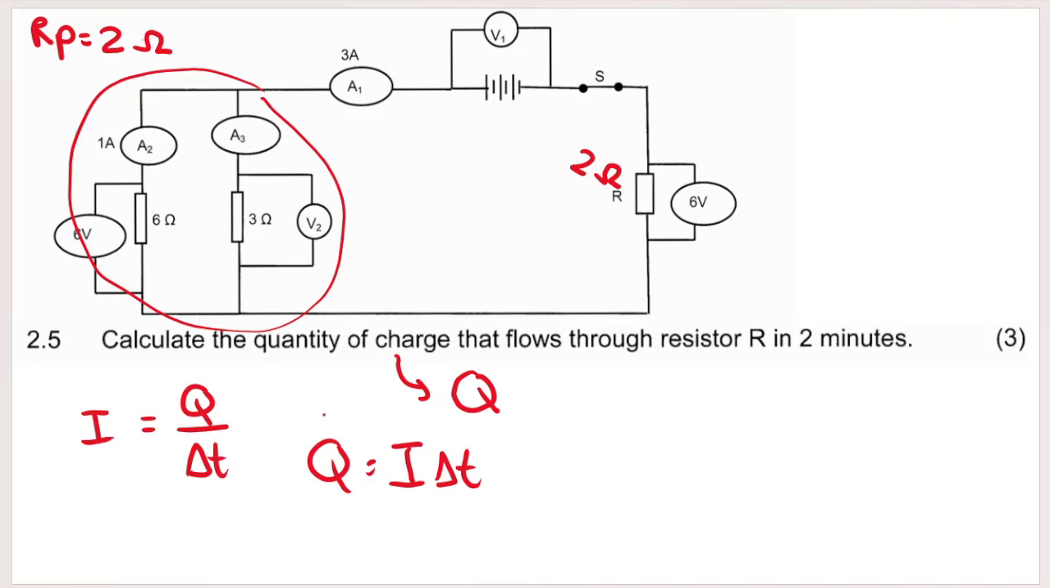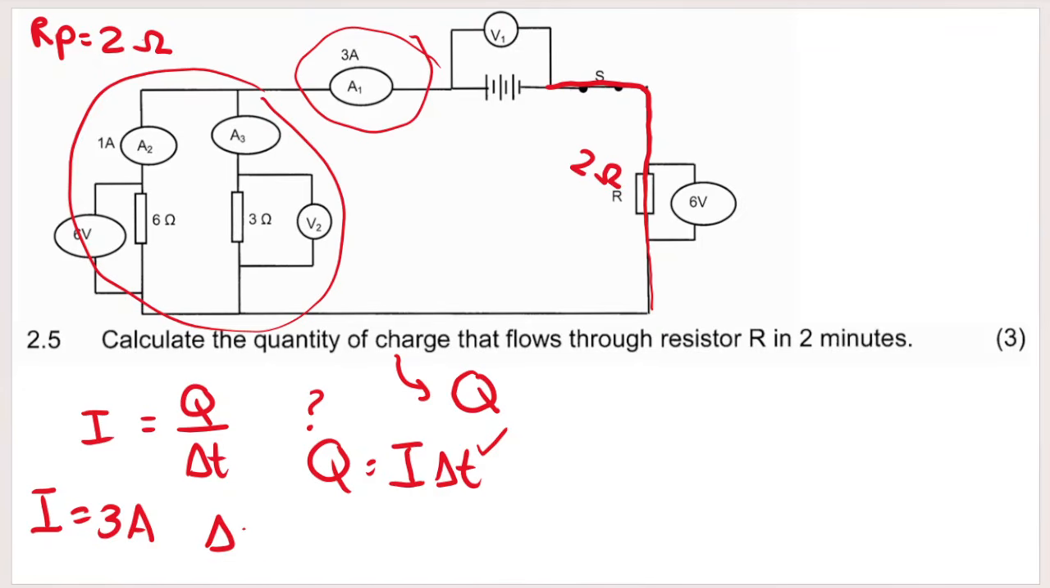So you might be thinking, okay, cool, I'm looking for Q. I have time. Yay! But I don't have current. Well, remember, the total current will flow through this resistor. Why? Because remember, it's connected in series. The total current is 3 amperes. So I do have my current. My time is given as 2 minutes, but you need to remember that for this formula, it needs to be in seconds. So to convert to seconds, we times by 60. So I've got 120 seconds. So I have my time, I have my current, therefore I can work out Q.